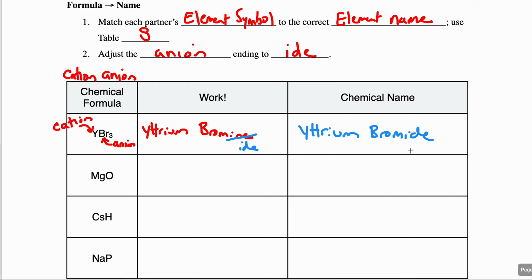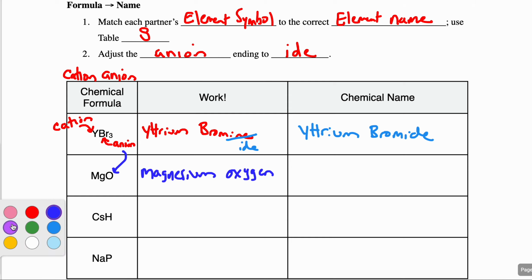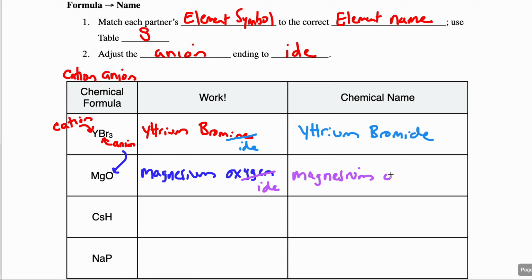Changing the ending, it'll take a little work, but once you adjust the anion's name to end with the IDE, it should be pretty easy to say. If it's not easy to say, then maybe the adjustment isn't quite right. So let's take a look at the next example. We have MgO. Mg, according to table S, stands for magnesium. O stands for oxygen. And because oxygen is the second partner, it's the anion, so we need to adjust the name oxygen to fit the anion name. And so magnesium, and then think about it, is it oxygenide or oxide? So out of those, if you eliminate the YGEN and replace that with the ide, it becomes really easy to say. So magnesium oxide.